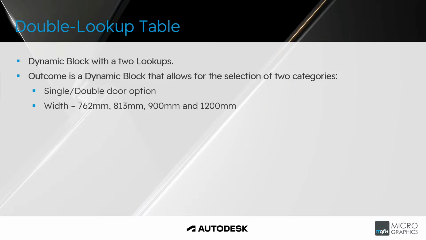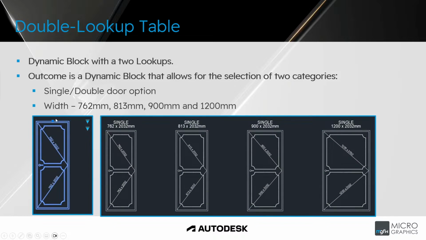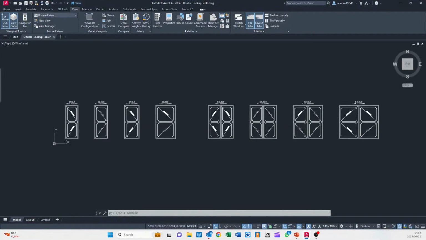In our case, we're going to look at a single or double door option, and then the select widths of the single door: 762, 813, 900, and 1200 millimeters. So the configuration will be a set of 4 single doors for those select widths, and then we can change the configuration to be double, which will just double up on those widths. Our block will look like this with those two drop downs there, and what will be populated into this block are these 4 configurations, as well as a double up of each one of these configurations. So without further ado, I'm going to launch AutoCAD.